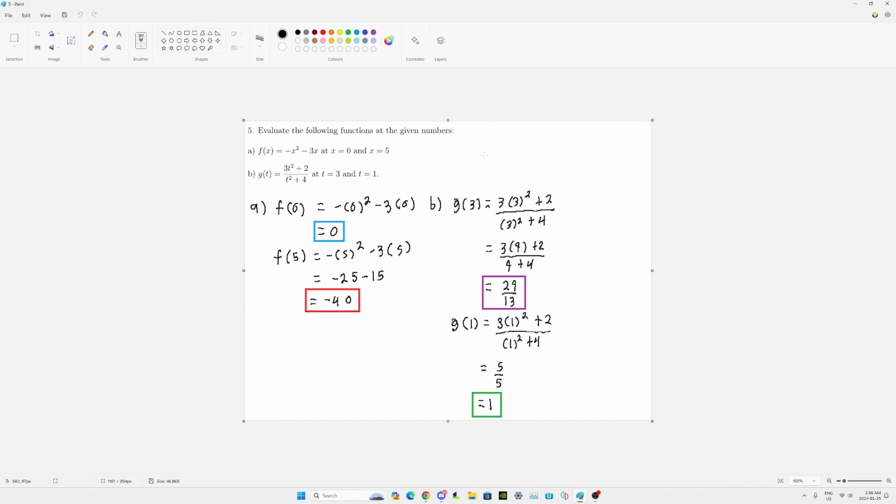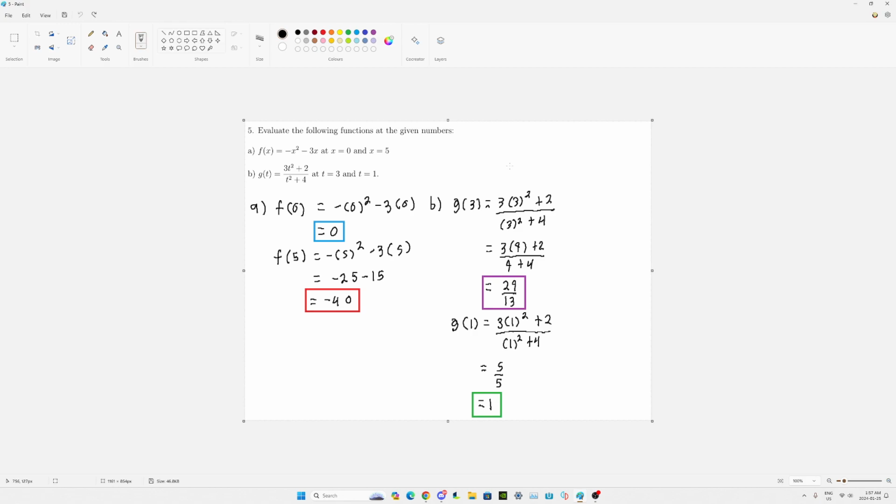f of 5 is equal to negative 5 squared. Very important that you keep the brackets around it. If you do not, this is going to be quite different. The issue if you don't do that is you're just going to get this, which is not the same as this, right? So make sure you keep those brackets around. I've seen some people drop them, just something to keep in mind. Mistakes happen though, it's okay if that happens. But yeah, so we get negative 25 minus 15, which is negative 40.